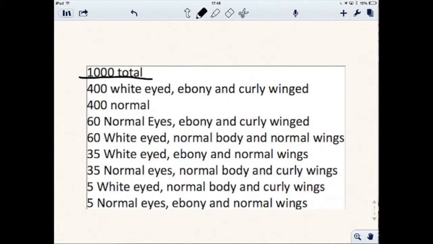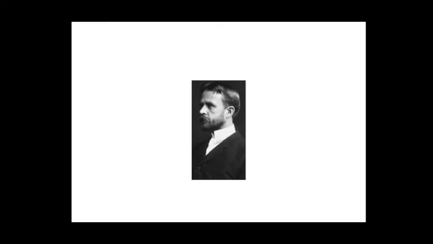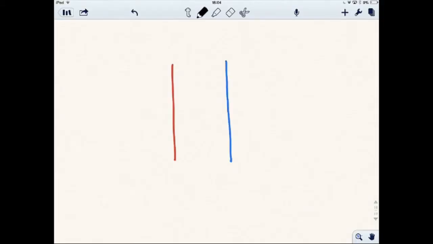We see that the 9:3:3:1 ratio is not applicable here. Morgan was able to explain this through a phenomenon that is called genetic recombination. This phrase describes when chromosomes exchange portions of their sequences.